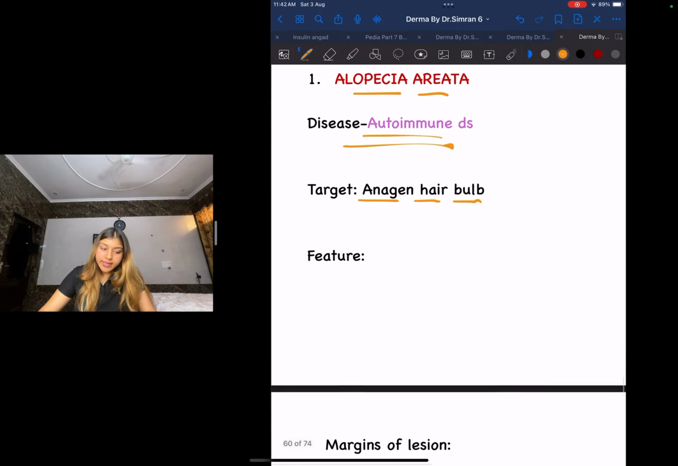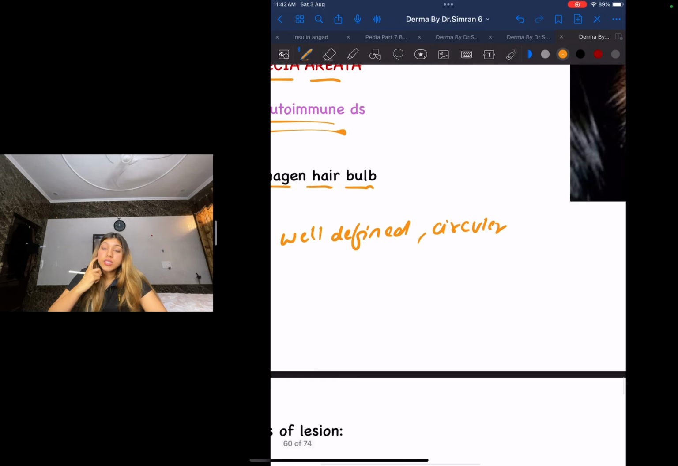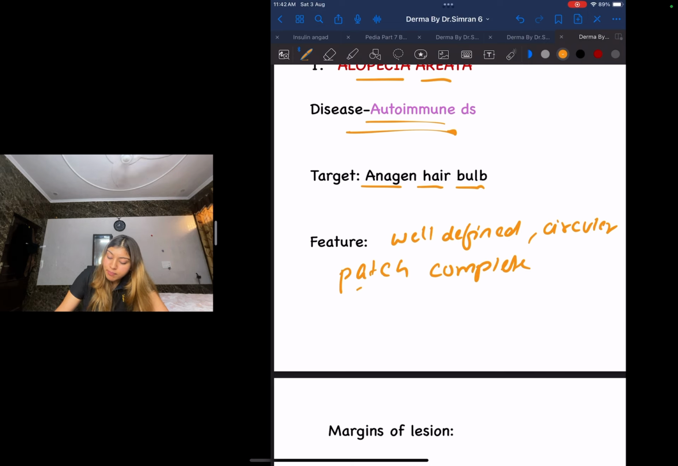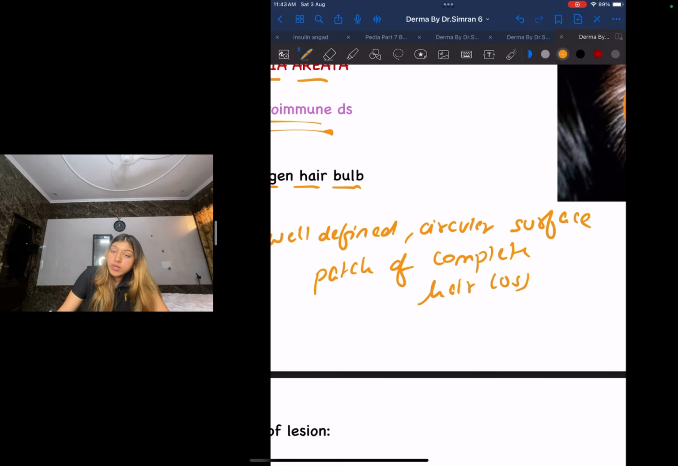Now let us write that down. It is going to be a well-defined circular surface, and it is a patchy type, so we'll write patch over here. It's going to be a patch of complete hair loss. This was about alopecia areata.